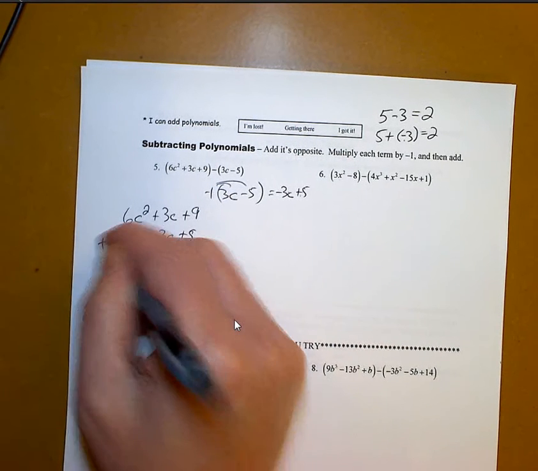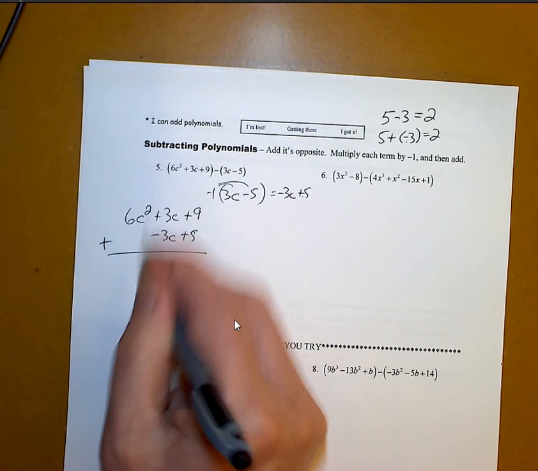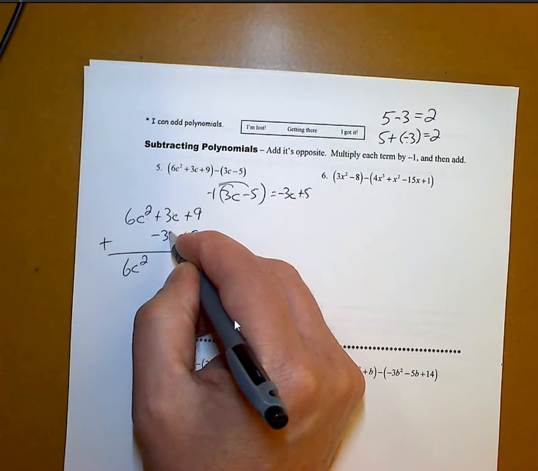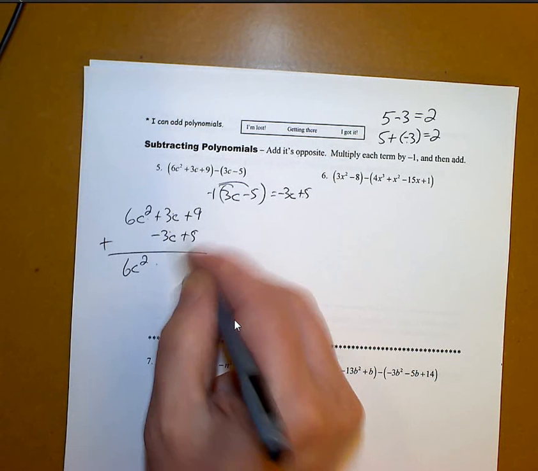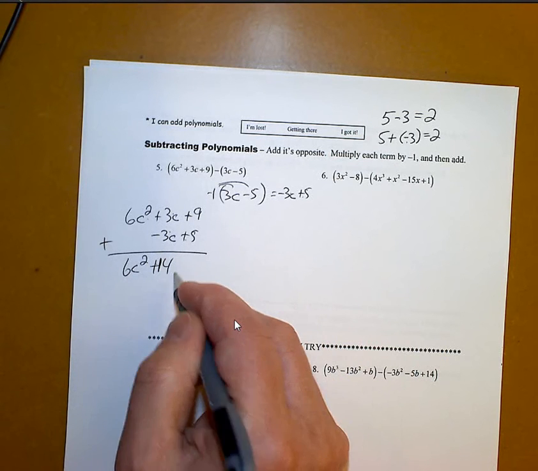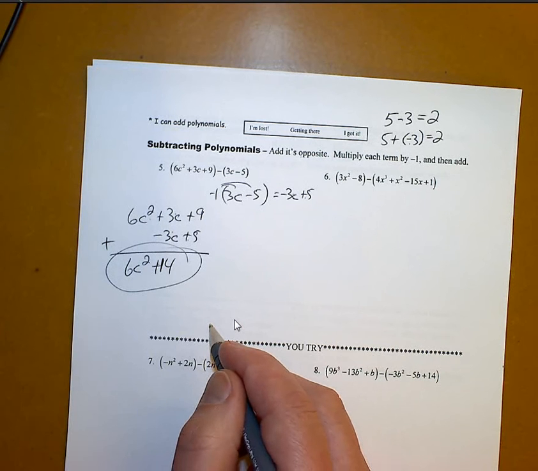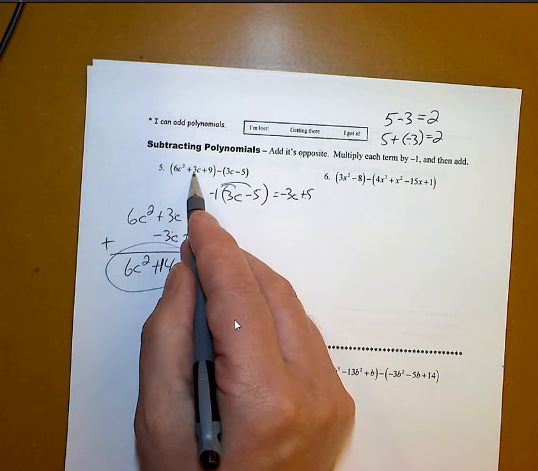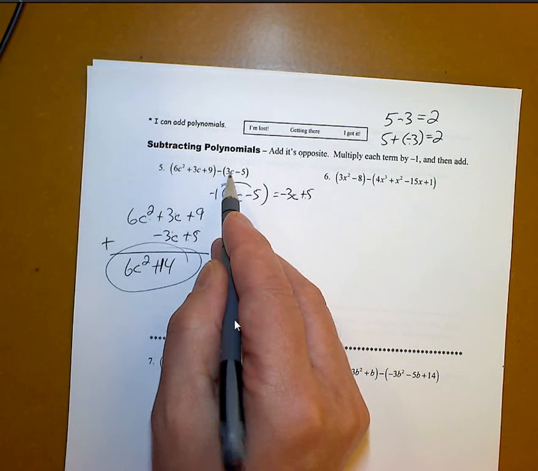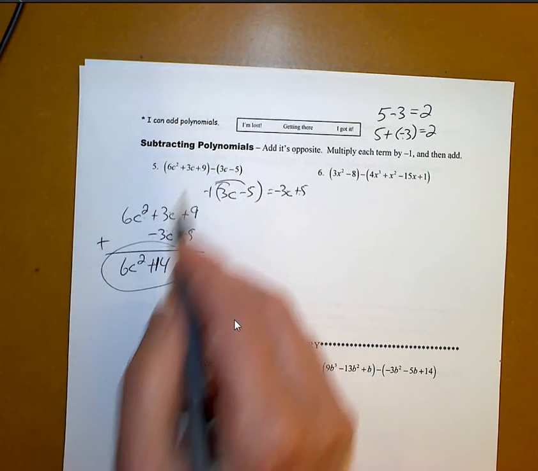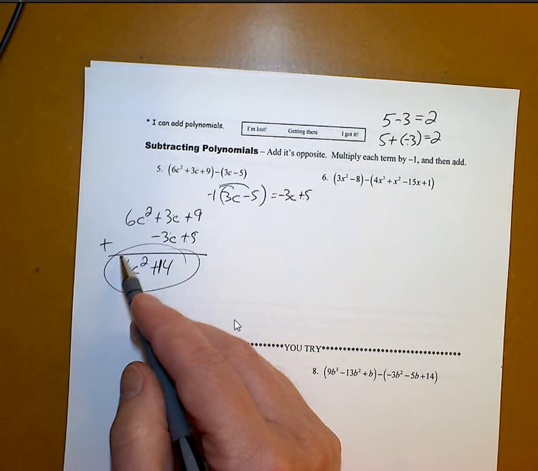I'm going to add. 6c squared plus nothing is just going to give me 6c squared. 3c minus 3c is 0. I'm not going to write it there. 9 plus 5 is 14. Whoops, 14. And that's going to be my answer. Okay, could we have done this horizontally? 6c squared minus, there's no c squared. I could say 3c minus 3c, I get 0. 9 minus a negative 5, well, I got to add that. That's why we want to change it to addition. Makes it much simpler, less errors.